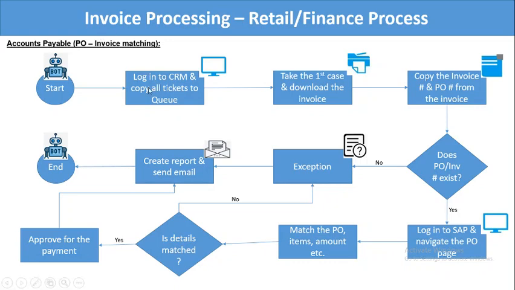So how the bot is going to start, it will log into the CRM and copy all the tickets to the queue. Now here, since this is a generic RPA tutorial, I have not mentioned a particular tool. Let's say for UiPath, the queue concept, although the concept is the same, the way you develop is entirely different for Automation Anywhere and also for Blue Prism. So it is very important for you to understand the queue concept. So maybe in the next video I'll come up with the queue concept.